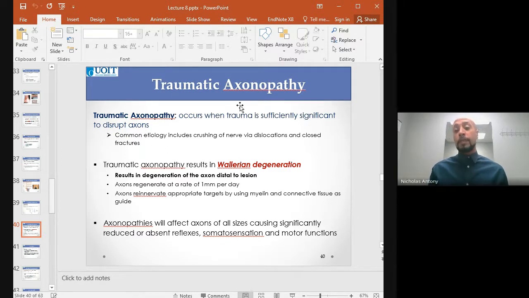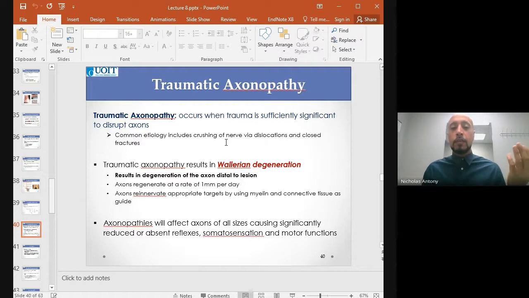Traumatic axonopathy is the next level of intensity of injury. It is when there's enough trauma that the axons are affected. Now, typically this happens when you have dislocations or fractures where the bone gets split apart and then pulled back together, right? Like it breaks, but gets pulled back together. That force of it coming back, if there's a nerve passing through there, will get crushed.